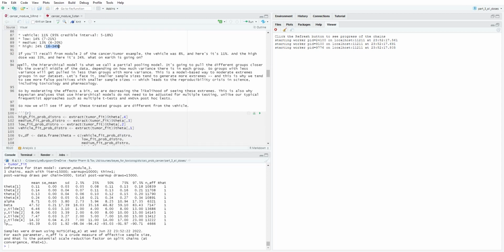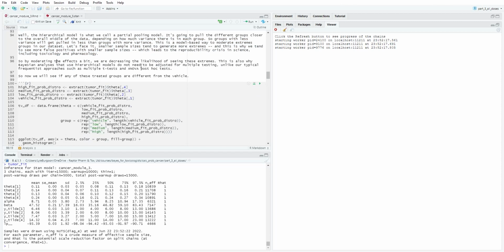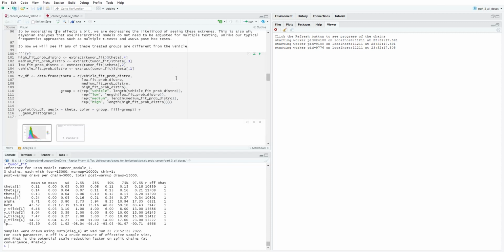Again, here I'm explaining the hierarchical model and that moderation a little bit more. And I'm explaining why the moderation is good, and comparing it to what we might do with multiple testing situations and frequentist stats. So now we want to test, are any of these treated groups different from vehicle? This line here is going to extract the high dose data. That's how you do it.